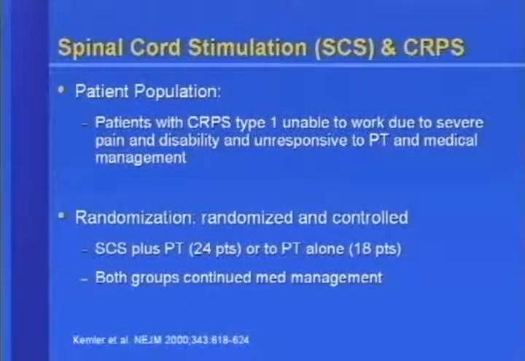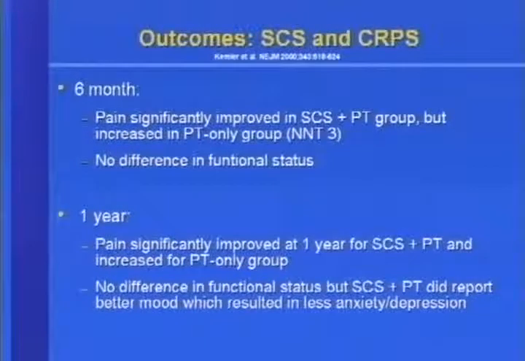So Kemler studied this. It was a fairly significant article in 2000 where he studied patients who have CRPS and randomized them. Basically, he studied patients in whom the intervention, spinal cord stimulation plus physical therapy, was used, or just physical therapy, and found that both at 6 months and at 1 year, the pain was significantly reduced in the patients who had the spinal cord stimulator and participated in physical therapy. Unfortunately, there wasn't a significant improvement in functional status, and often that's an outcome that we look for in patients who have chronic pain. However, a lot of them reported an enhanced quality of life, and that's very meaningful in and of itself.